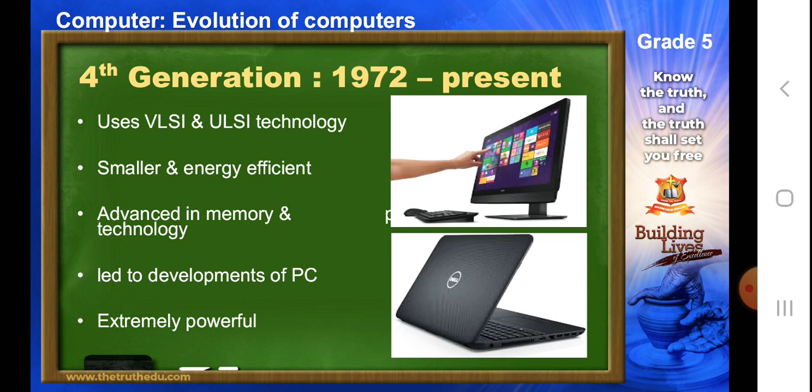From first generation to second generation, these were much smaller computers. They were advanced in memory technology. Now students, this small machine, we can store up to 2 terabytes, 4 terabytes, 1 terabyte of data in it. That's how big this machine was.